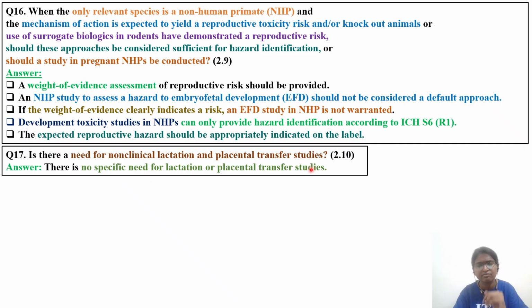Because if you see in the FDA label also, whether the drug has been transported through milk, through lactation, and it has caused effects, so these kind of things we have already discussed. PPND studies are needed or not? At this point, it is not needed. So there is no specific need for lactation or placental transfer studies as per the guideline.